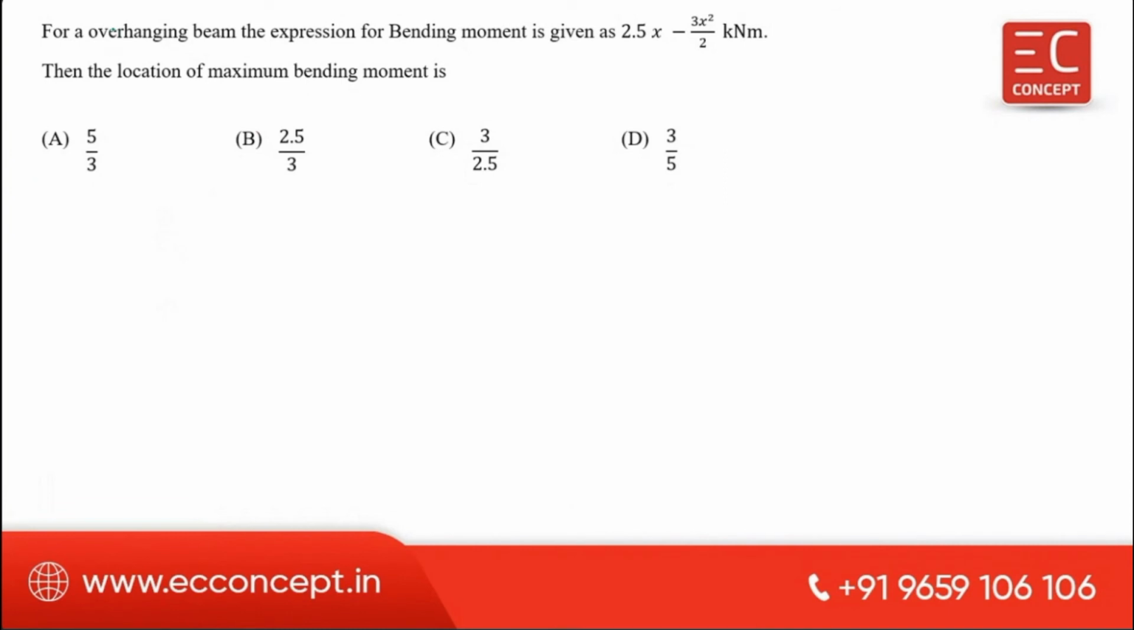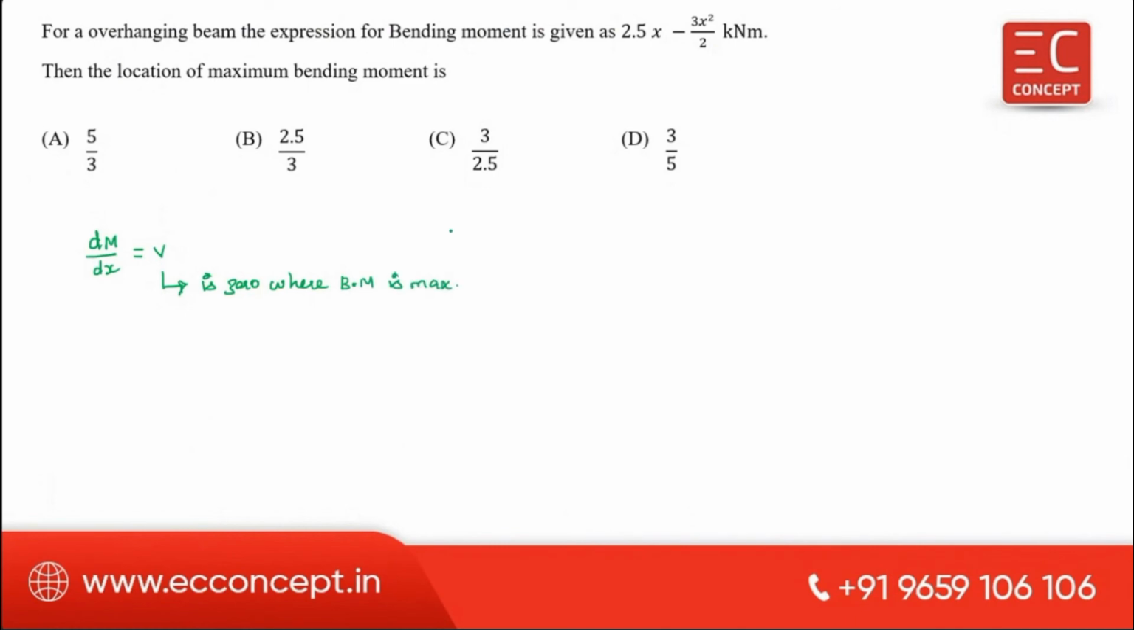Next question is, for an overhanging beam, the expression for bending moment is given as 2.5x minus 3x squared divided by 2 kilonewton meter. Then they are asking the location of maximum bending moment. So there was a condition, that is the rate of change of bending moment is equal to shear force. When the shear force is 0, bending moment is maximum.